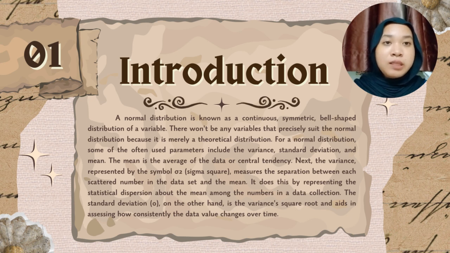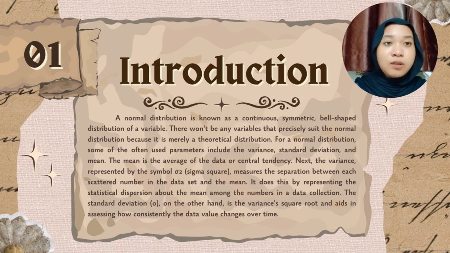Next, the variance, represented by the symbol sigma square, measures the separation between each number in the data set and the mean. It does this by representing the statistical distribution about the mean among the numbers in a data collection. The standard deviation, on the other hand, is the variance square root and aids in assessing how consistently the data value changes over time.